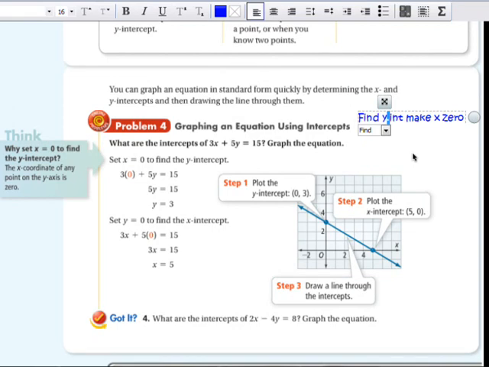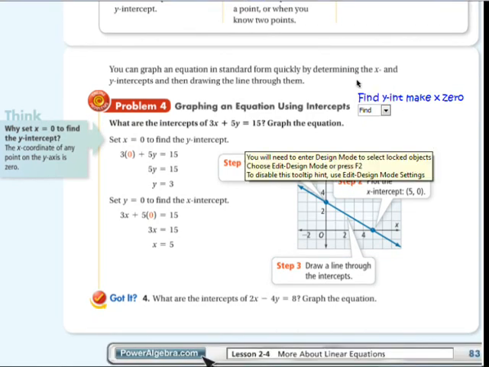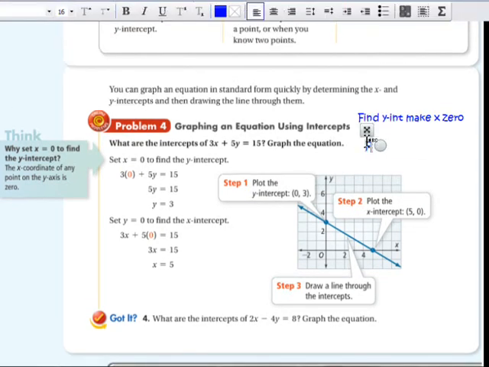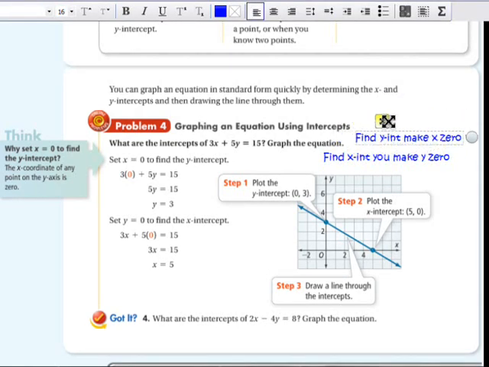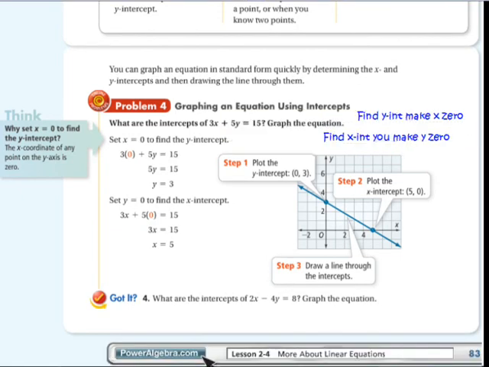That's slightly better. To find the y-intercept, you make x 0. And to find the x-intercept, you make y 0, okay? Which should make sense because for the y-intercept, the value of x in that coordinate is 0. So that's how we find it.